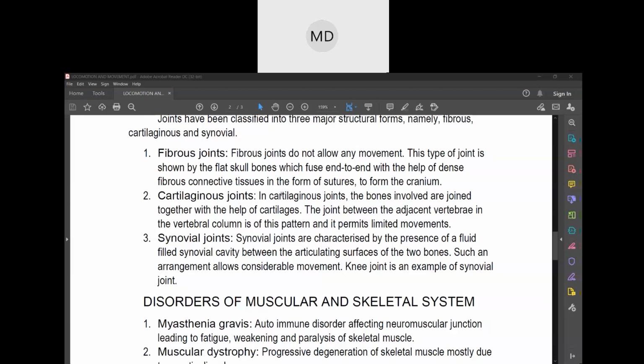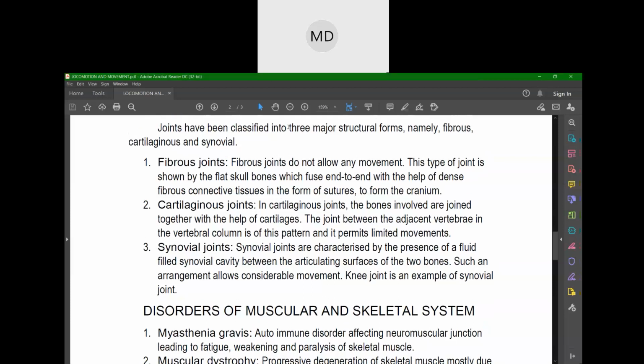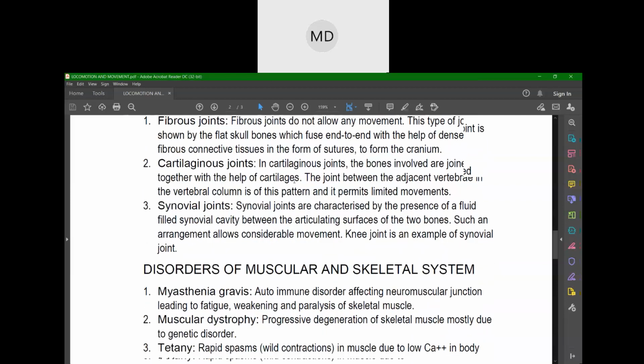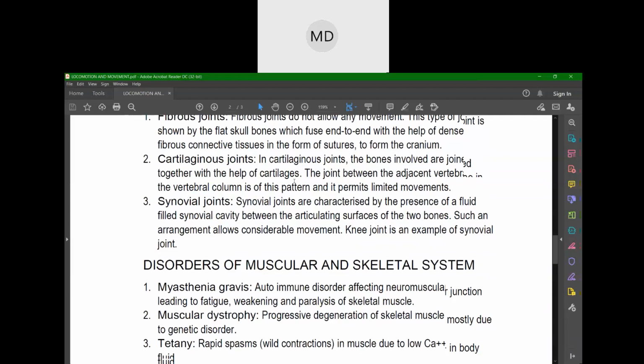We are talking about joints here because joints also allow movement. Since this chapter is all about movement and locomotion, right? These joints allow movement. Without the joints, you won't be able to walk and do your necessary things.